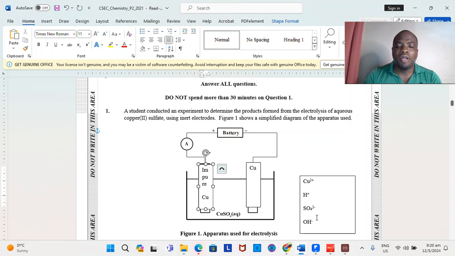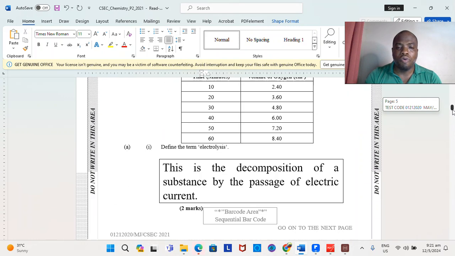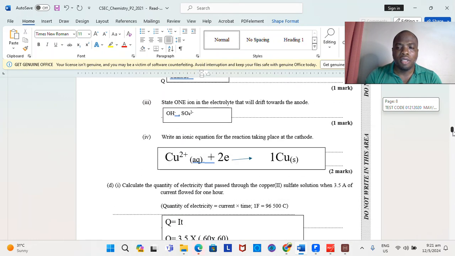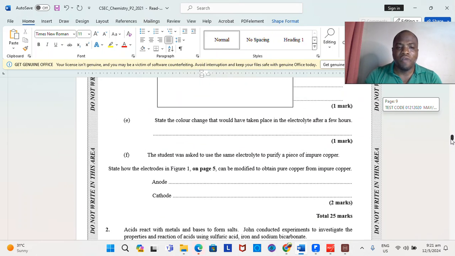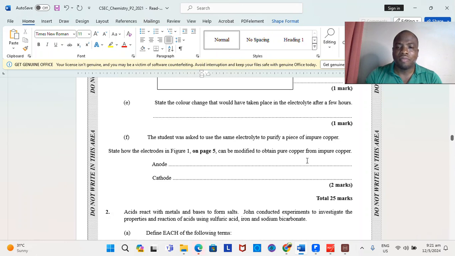None of your anions would be discharged at the anode. So you're still going to have your sulfate and your hydroxide ions present in the electrolyte. So that is how you go through the concept, or the modifications that you would have had, for the purification of the impure copper.